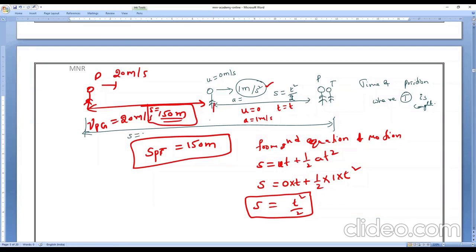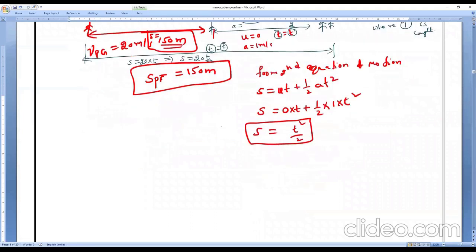Let me take the time taken by the police also as t. Yes or no? Time taken by the police is also t. Clear? So now what will happen? 20 into t, which is equal to what? What is the total distance traveled by the police? 20t. Everybody, 20t. So now you tell me the equation.